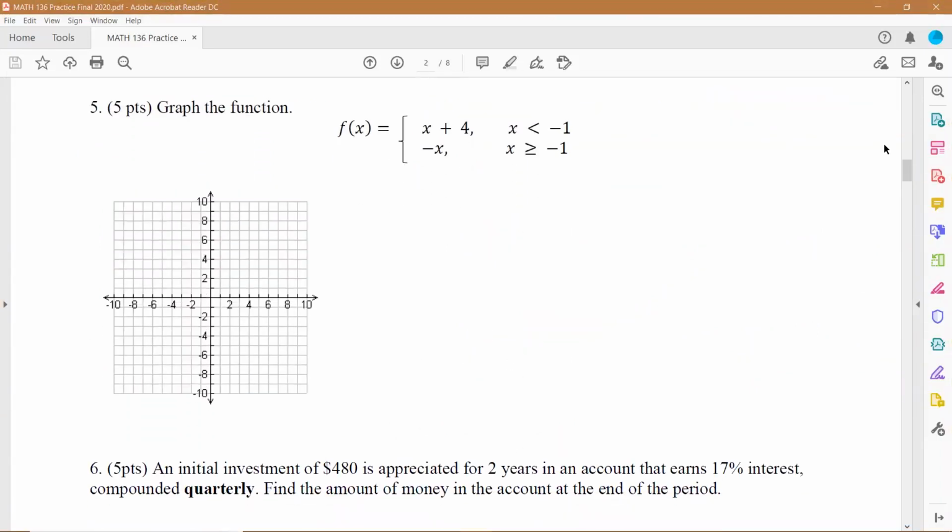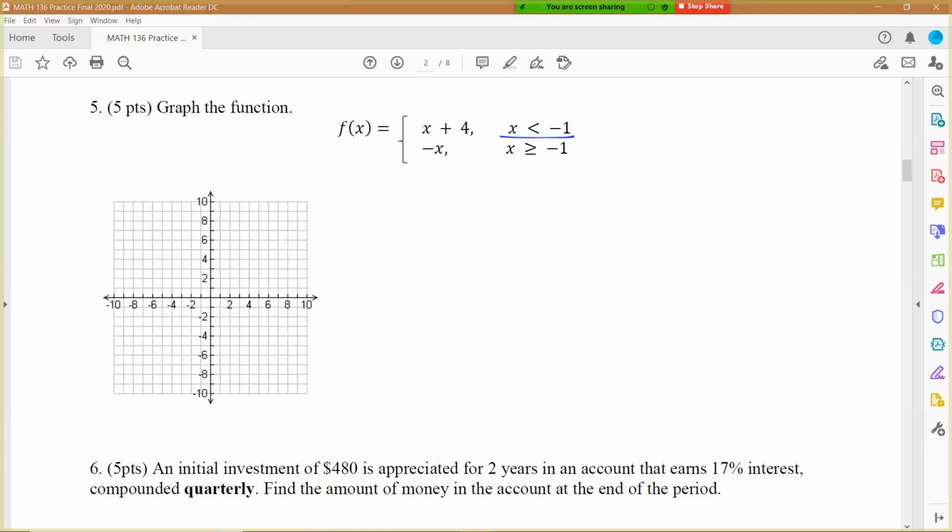Question number 5, we're going to graph this function. This is a piecewise function, which means according to the constraints, we have to do two different things. Our constraints are over here. So any number that's less than -1, we're going to have to make an XY chart for. And then for the bottom one, we're going to have to make an XY chart for any number that's greater than or equal to -1.